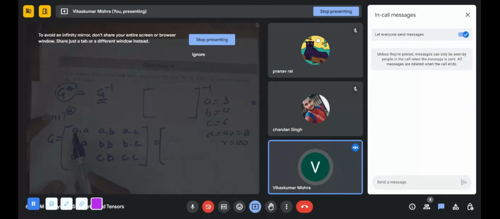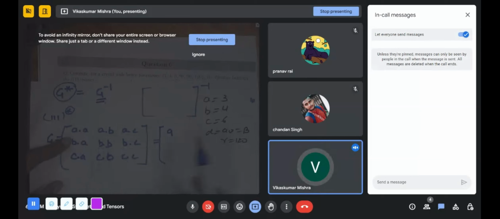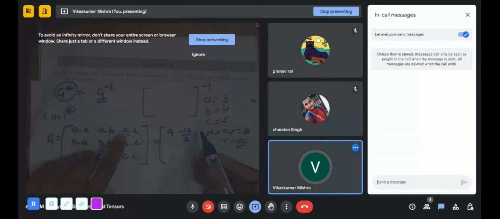Dot product between A and A will be A square, that is 3 square, that is 9. A dot B, 4 times 3 is 12, but what is the angle between them? The angle between A and B is gamma, which is 120 degrees. So 4 times 3 is 12 and cos of 120 is minus 1 by 2. We will get minus 6 over here. A and C, the angle between A and C will be beta, and beta is 90 degrees, so we don't need to worry about this, it will be 0.